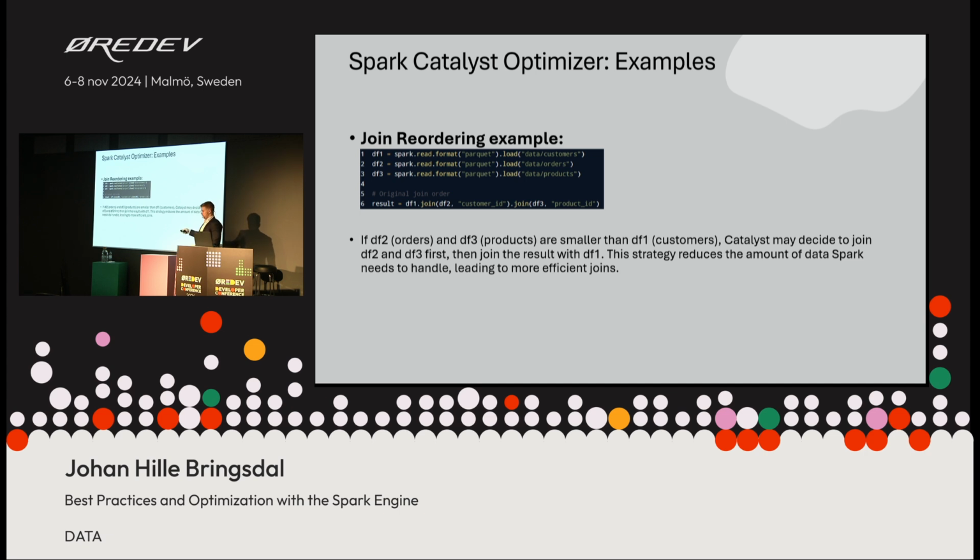And here, join reordering, as I talked about, we have 3 tables joining them together. We have written it in a specific way, but Spark is able to identify, is there a better way to do this? And thus it actually shuffles it around if it can find one.